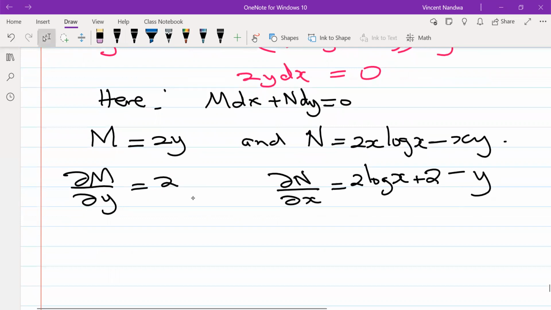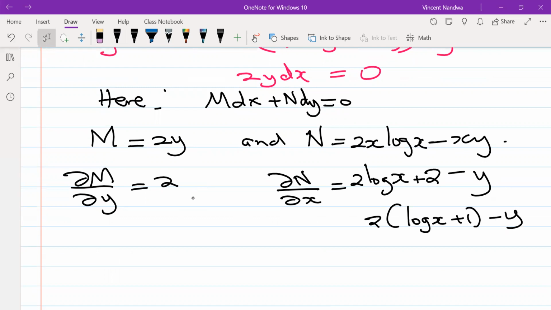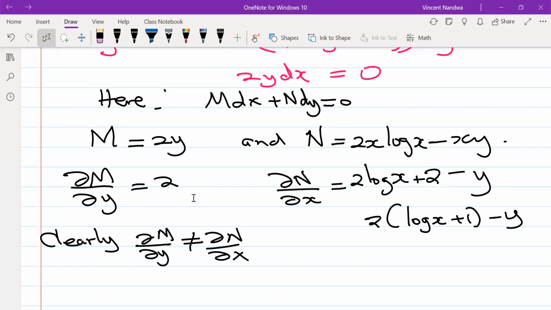So which you can write as 2 into log of x plus 1, and then minus y. So clearly, partial m, partial y is not the same as partial n, partial x. So which means that this equation is not exact.